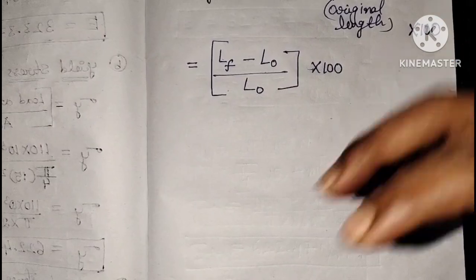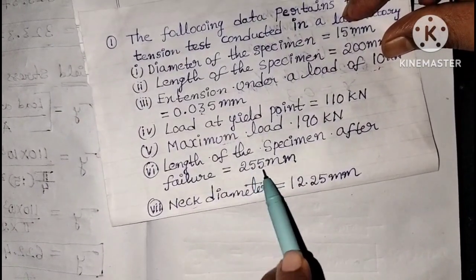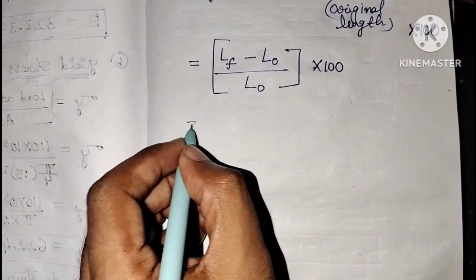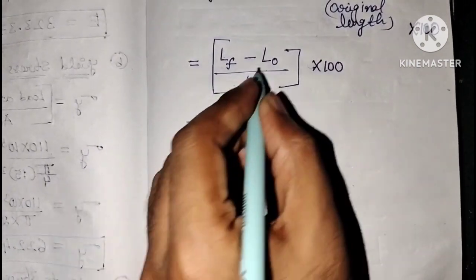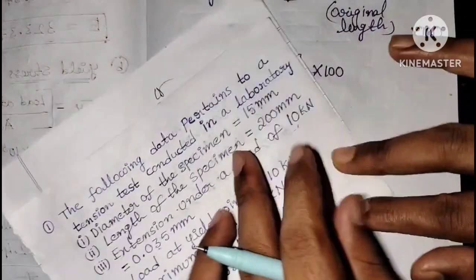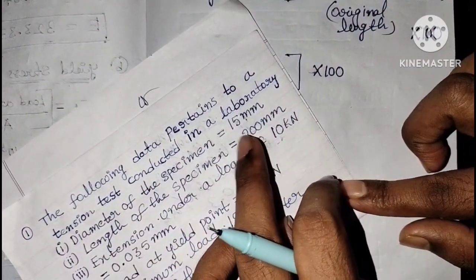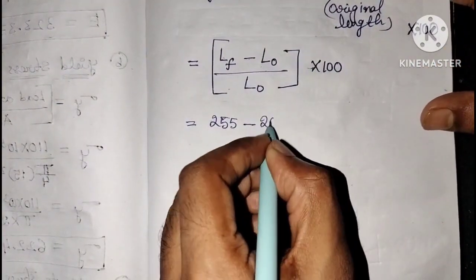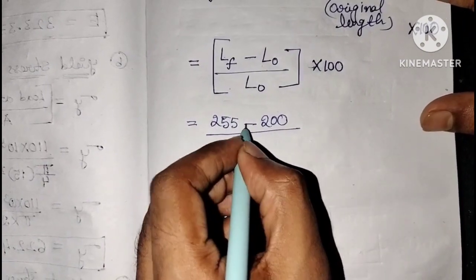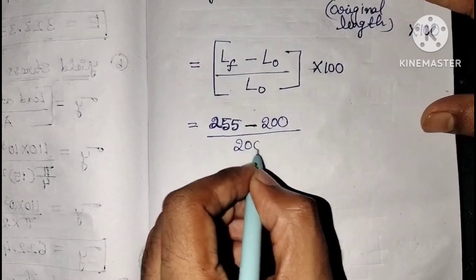So what is the length of the specimen after failure? It is given as 255 mm. So 255 minus original length. Original length, how much? I think 200 mm is given. Length of the specimen means original length or gauge length: the initial length of the specimen before conducting the tensile test, 200 mm.